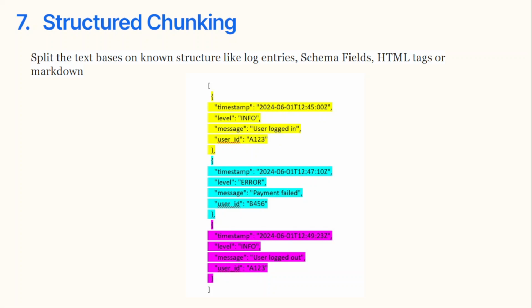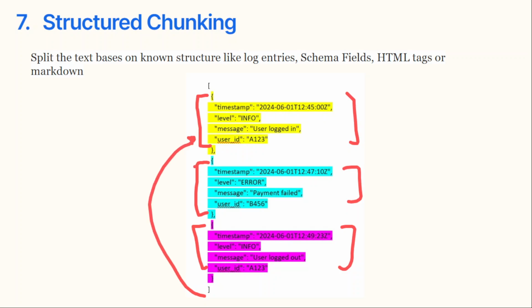Now when you have a structure, something like this JSON format, where each has some fixed key and value, another dictionary has another key and value, so it's a list kind of JSON format, then you can use structure chunking. It works very well wherever you have log entries, schema fields, HTML tags, or some coding-level kind of data. Then you should go for this structure-level chunking.